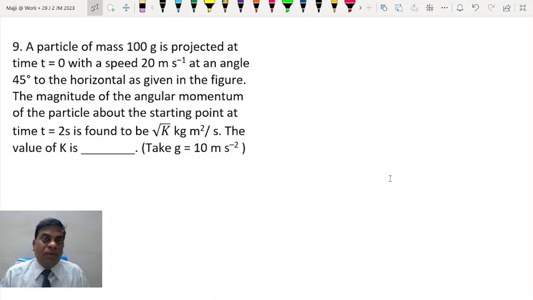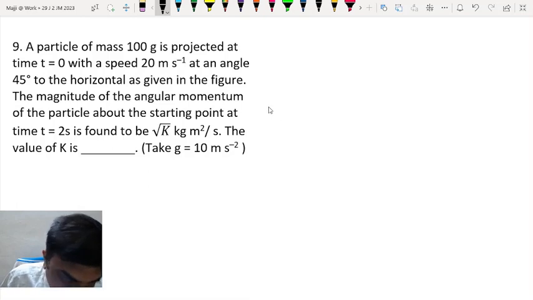Now, students, we have two different methods to solve this question. One of the methods, the usual method, will take more time, and the other method is you apply the angular impulse concept, the principle of angular momentum. It will be very easy. So let us go with the second method.